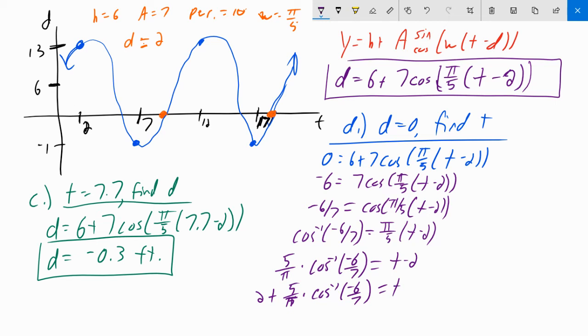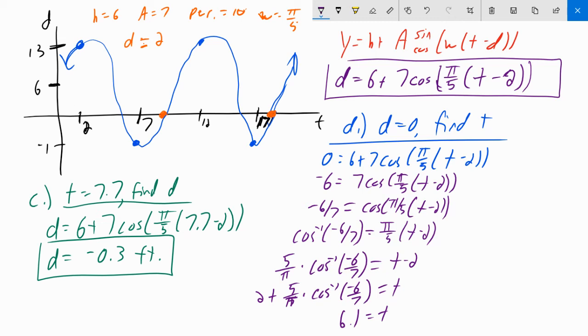I would take your time in the calculator. On Inspires, you can enter that in quickly. On scientifics, I would probably do negative 6/7, inverse cosine of that answer, times 5, divide by pi, add 2, one at a time. And as you do that, your calculator will probably tell you 6.1 equals t.